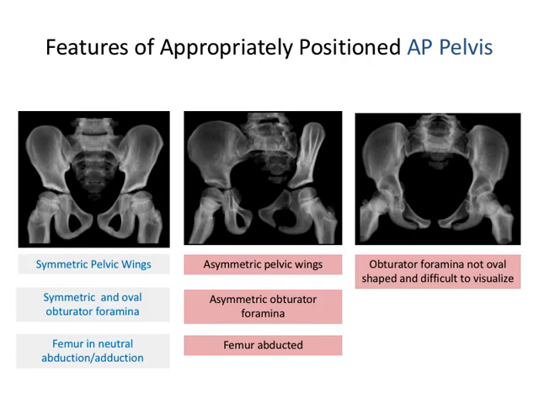We went over these earlier. In the example to your left, symmetric pelvic wings, symmetric obturator foramina, and femora that are in neutral. And here we have asymmetric pelvic wings and obturator foramina and femora that are abducted in the middle example. And in the example on the far right, obturator foramina that are not visible, difficult to visualize, and femora that are abducted. So we want to aim for this.